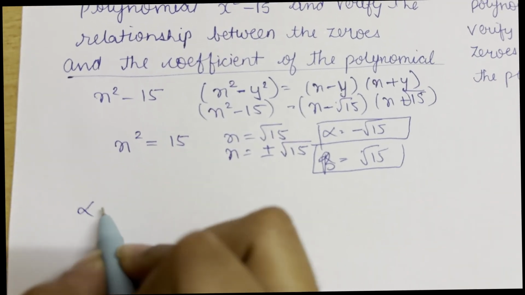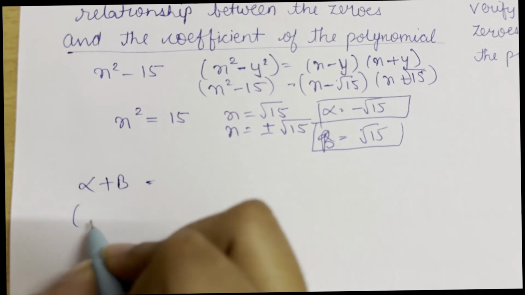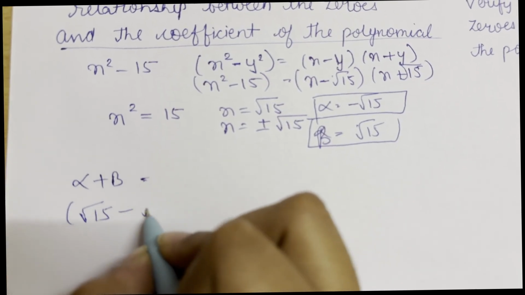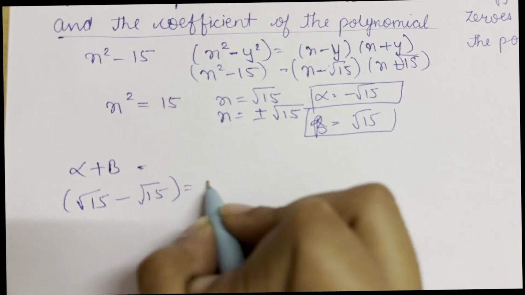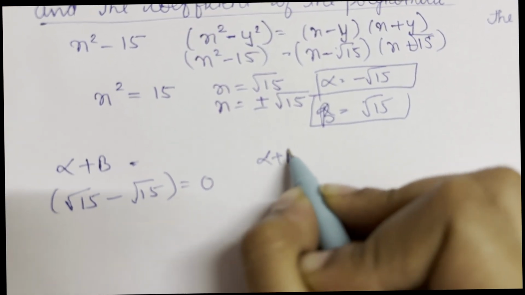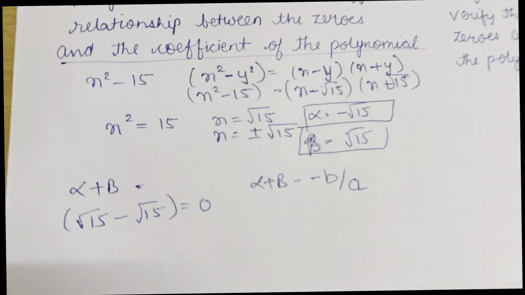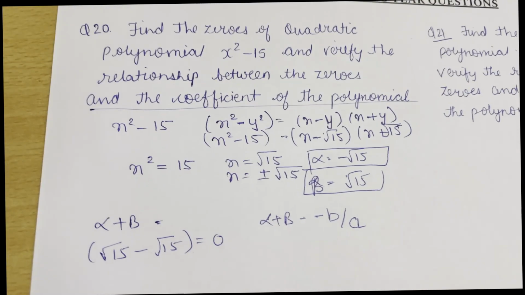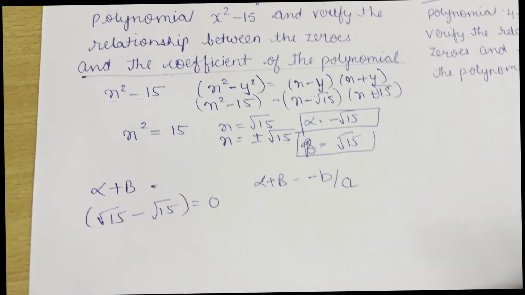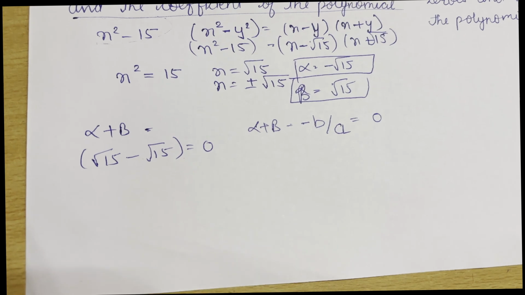First of all, we'll find alpha plus beta from the exact values of alpha and beta we have. So plus root 15 minus root 15 is 0. Now we'll verify this with the relationship alpha plus beta equals minus b by a. And what we can see in this equation is that there is no term for b. The value of b is 0. So it's simply 0. Hence this relationship has been verified.